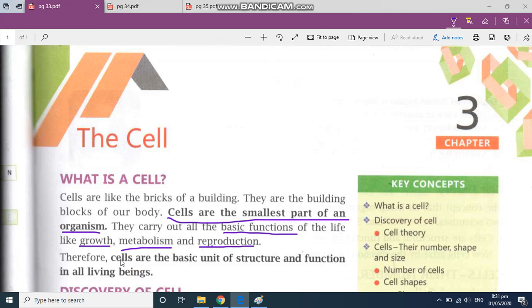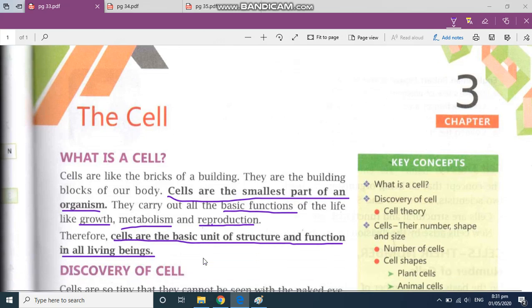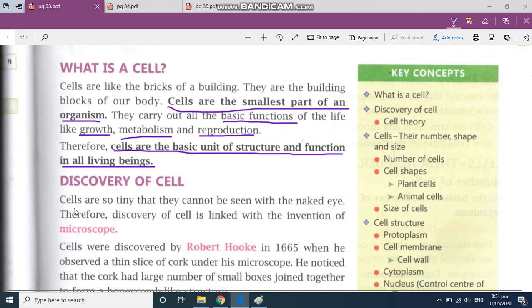Now underline the definition that cells are the basic unit of structure and function in all living beings. Now they are so tiny, that means they are so small that you cannot see them with the naked eye. So the discovery of the cell is linked with the invention of the microscope. A microscope is an instrument with which we can see the cells which we cannot see with the naked eye.